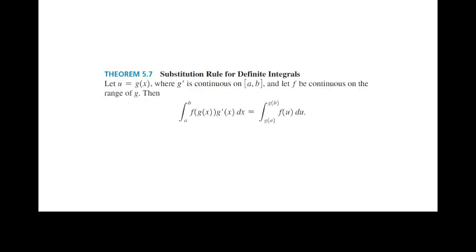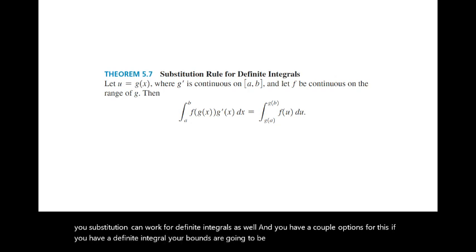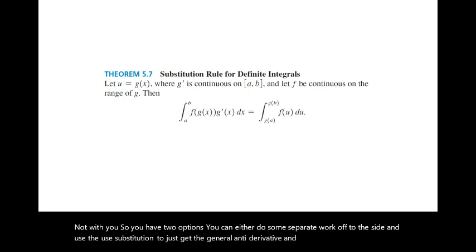Now we've done a whole ton of integrating using U-substitution with indefinite integrals. U-substitution can work for definite integrals as well, and you have a couple options for this. If you have a definite integral, your bounds are going to be in terms of x. They are bounds with x, not with u. So you have two options. You can either do some separate work off to the side and use the U-substitution to just get the general antiderivative, and then back substitute x and put it back in and use your original bounds.